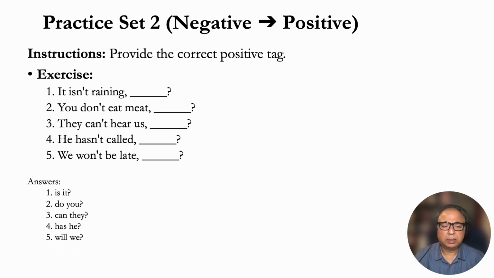It isn't raining, is it? You don't eat meat, do you? Do you? I'm not 100% sure. I don't want to offend you. Maybe you are a vegetarian or you are a vegan. In that case, I'll say, you don't eat meat, do you? And you say, no, I don't. I don't eat meat. Okay, they can't hear us, can they?